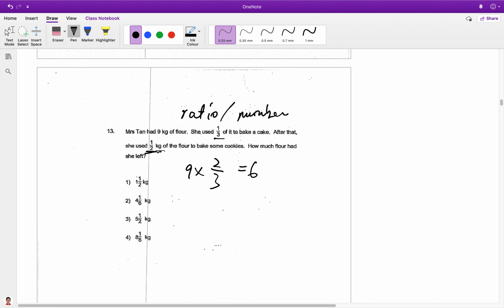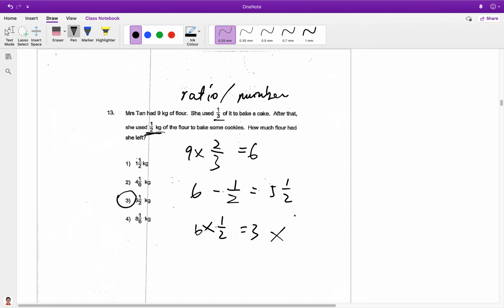Then she used 1/2 kg. How much is left? 6 minus 1/2 equals this one. So here we cannot mistakenly say used 1/2, then we use 6 times 1/2 equals 3. This one gives the wrong answer, right?